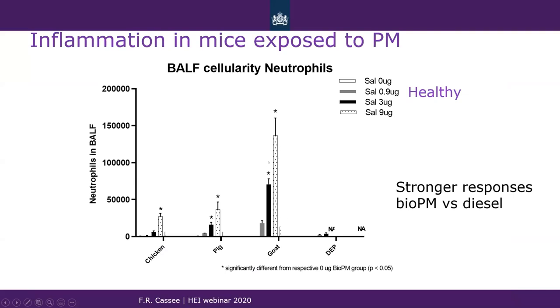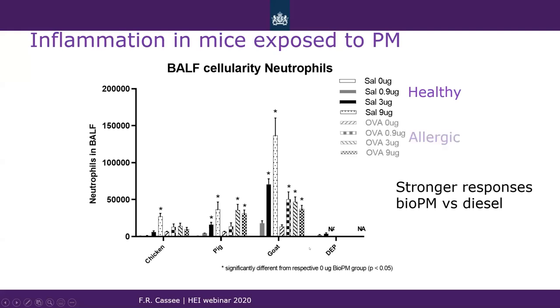And here it appeared that the goat material is more potent than material that is released from chicken and pig farms. But also, if you compare that with diesel exhaust particles, you hardly saw a response here at the same dose levels as for the other PM. So this material can be pretty active when you inhale it. Interestingly, when we looked at responses in allergic mice, we saw that, particularly for goat farms, the response was actually downgraded and less evident than in the healthy mice.